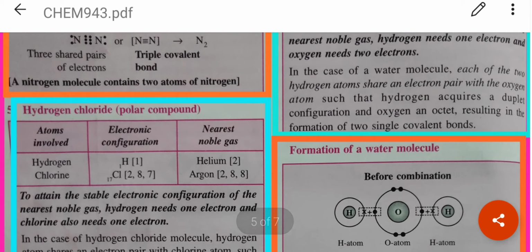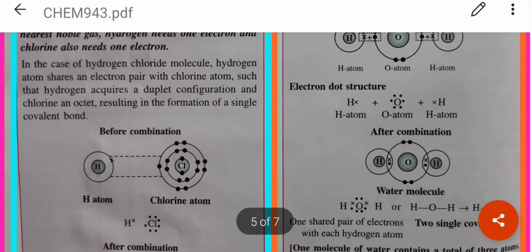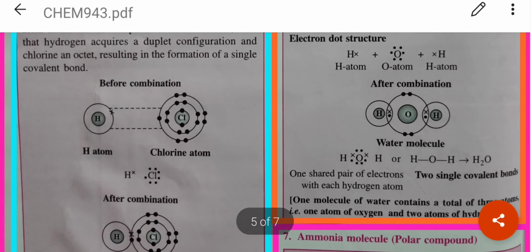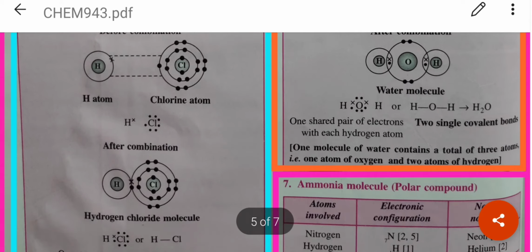Now next let us move to hydrogen chloride. Till now we have been discussing non-polar compounds, but hydrogen chloride is a polar compound, partially charged. As you can see here, hydrogen has 1 valence electron, chlorine has 7 valence electrons. Now how can they be stable? They can be stable by sharing 1 pair of electrons. So 1 electron from hydrogen and 1 electron from chlorine forms a shared pair of electrons.